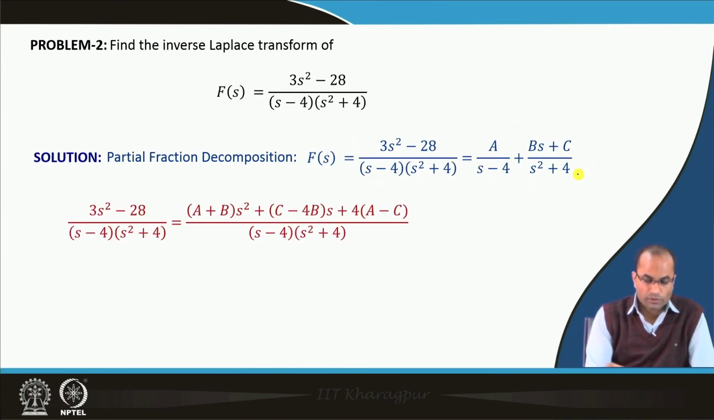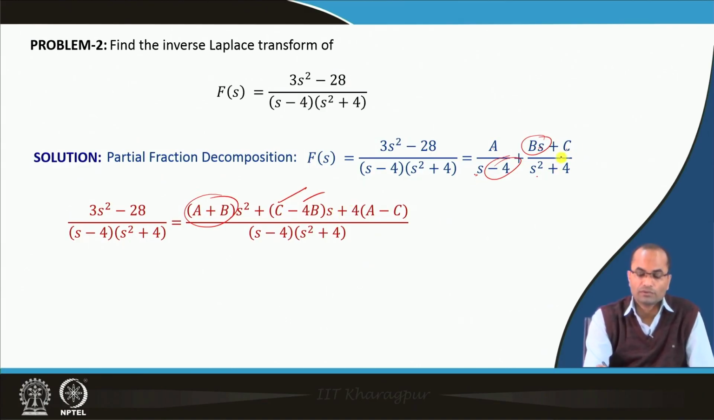Okay, going to these partial fractions, we have this 3s² − 28. Here also we make the denominator equal. Then in the numerator we will get A s² and B s² terms, so with s² we have A + B; with s we have −4B s and C s, so C − 4B is the term with s; and the third one is the constant term, 4A − 4C.